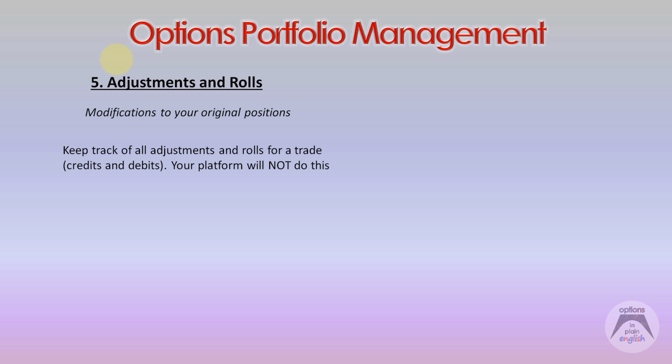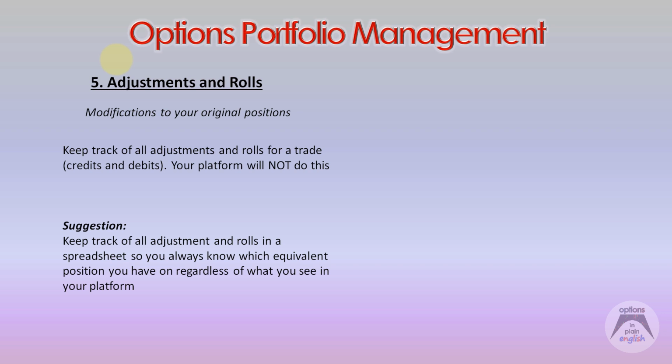It's only going to show you components that are still alive, that are still active. So the suggestion here is to keep track of all the adjustments and rolls in a spreadsheet, so that you always know which equivalent position you have on, regardless of what you see in your platform.